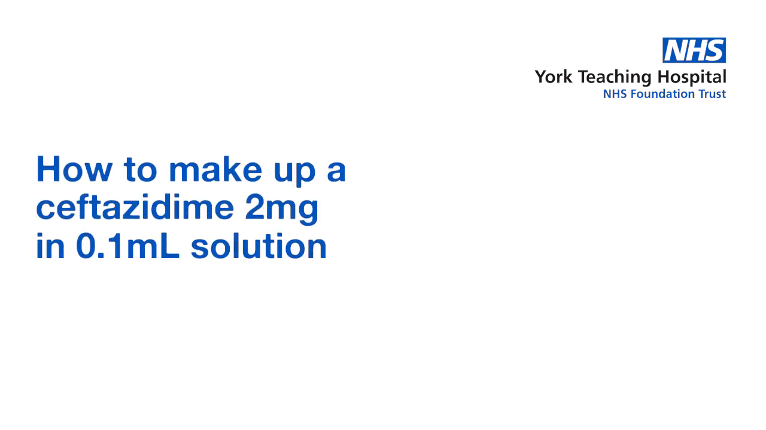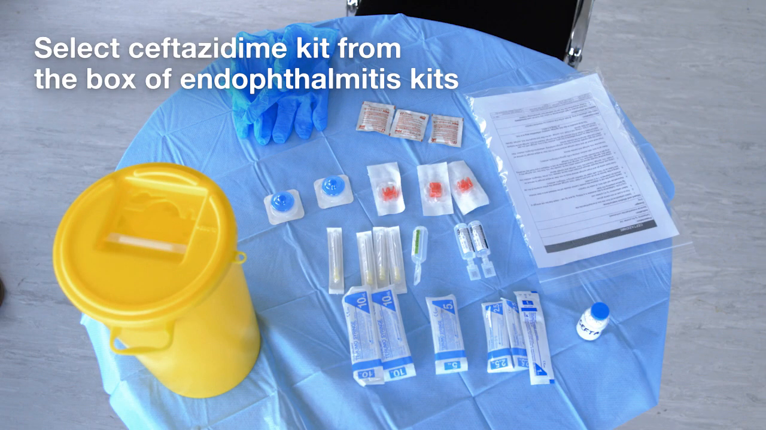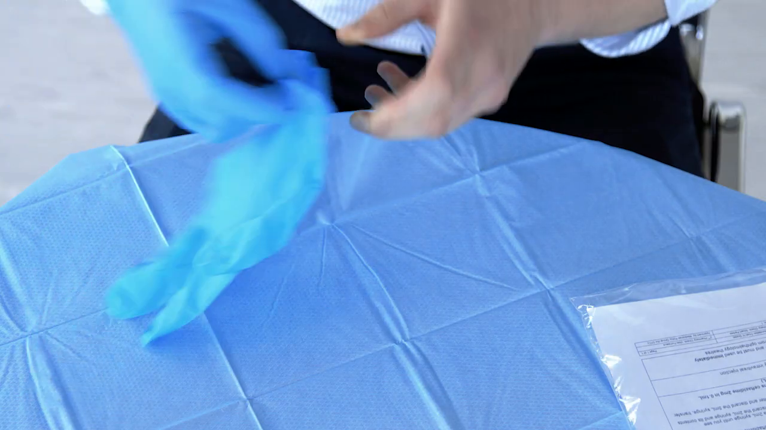How to make up a ceftazidime 2 mg in 0.1 ml solution. Use the ceftazidime intravitreal injection monograph throughout the manipulation. Select ceftazidime kit from the box of endophthalmitis kits. This contains everything required to make up the ceftazidime intravitreal injection.